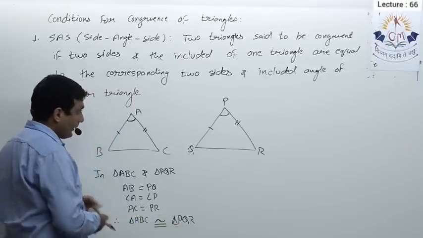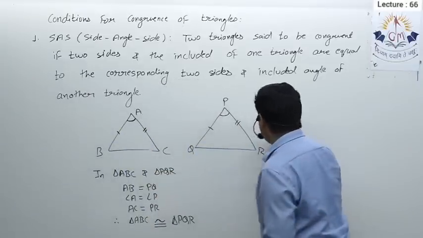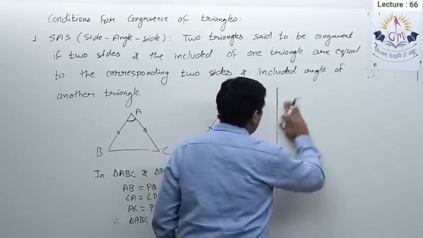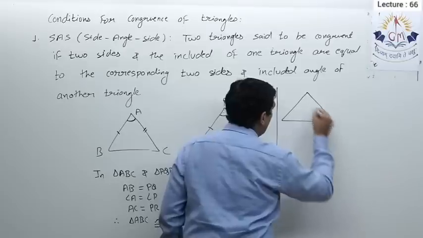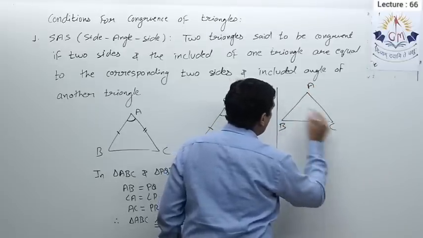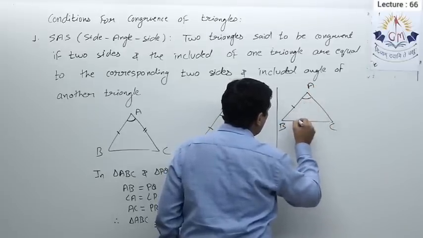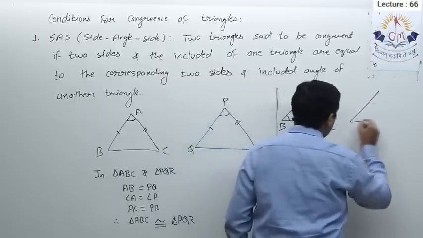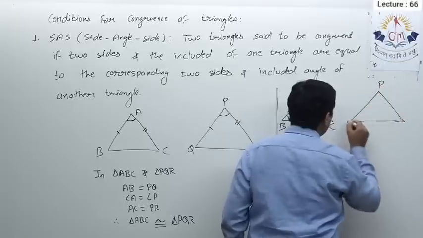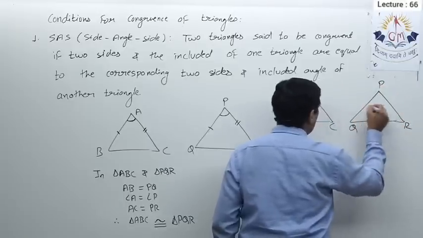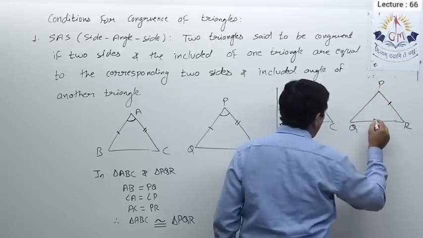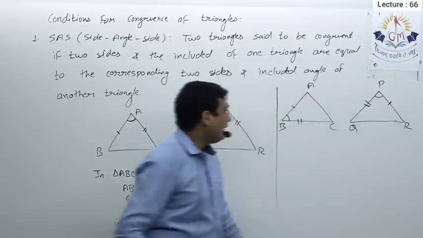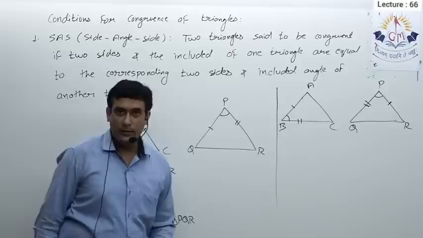Okay, so now see this is over. Now I am giving you one more example. Suppose here I take triangle ABC in this way. Okay, let the AB is equal to this and this. Now here I take another triangle PQR. Okay, now I say this. Okay, now if I ask you, can we say these two triangles are congruent?